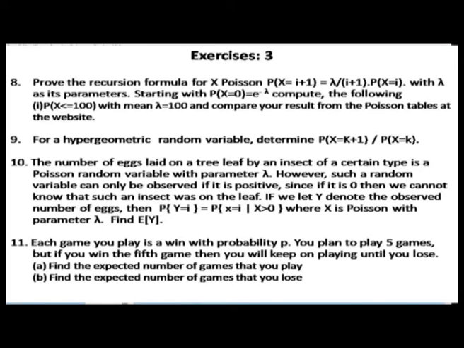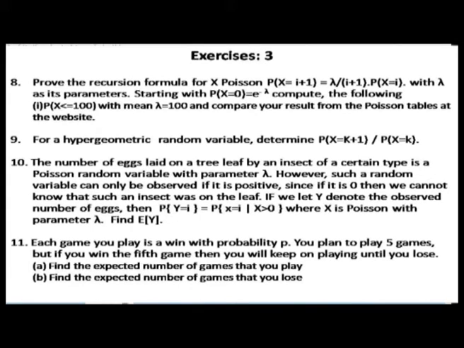Then I also want you to compute probability X less than or equal to 100 when the mean of the Poisson distribution is 100, okay. And you can compare your results, because Poisson tables are not easily available. So, on the website you can go and look at the tables. For a hypergeometric random variable, determine probability X equal to k plus 1 upon probability X equal to k. So, here also I am asking you to find the recursion formula.